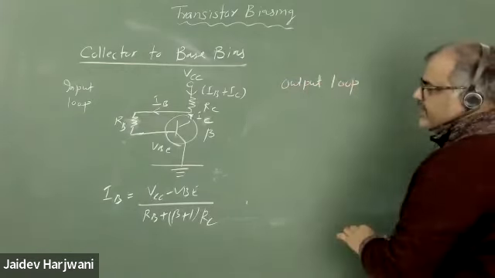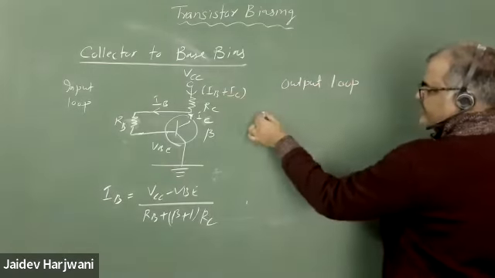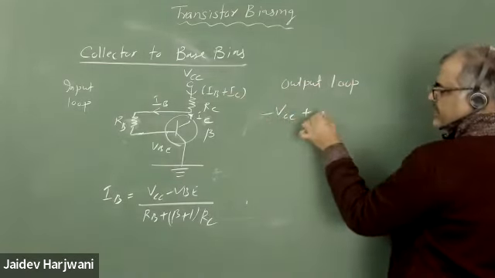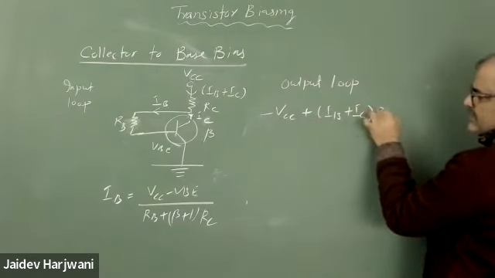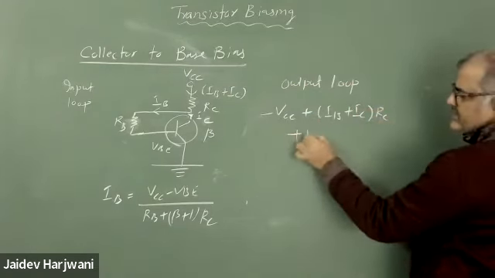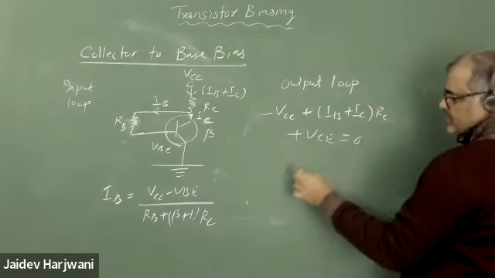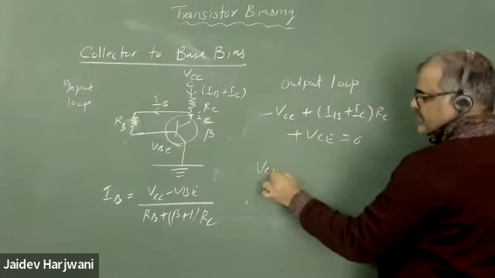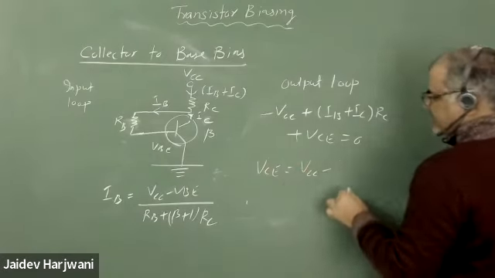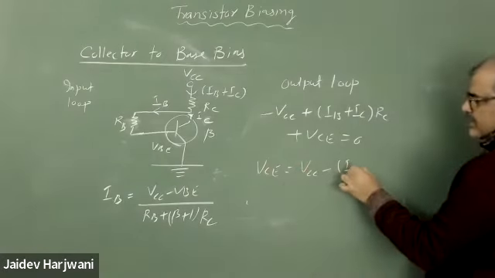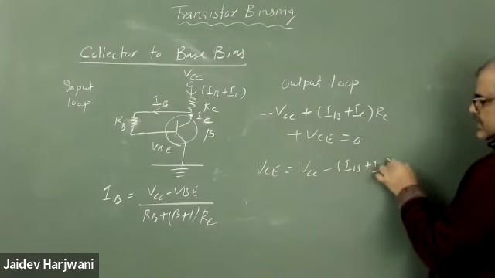Output loop, what is happening? You have minus VCC plus (IB plus IC) into RC plus VC equals 0. And now your VC is equal to what? VCC minus (IB plus IC) RC.